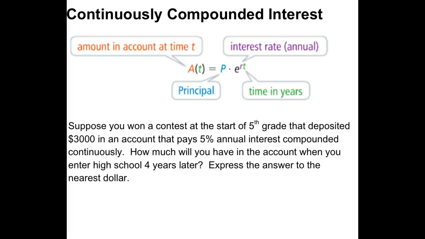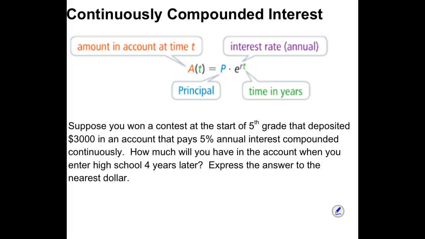There are different scenarios. Things can be compounded annually, semi-annually, quarterly, daily, monthly. There's different options. The one we're going to look at today is where it's compounded continuously. Tomorrow we'll look at all those other options. It's a slightly different formula.